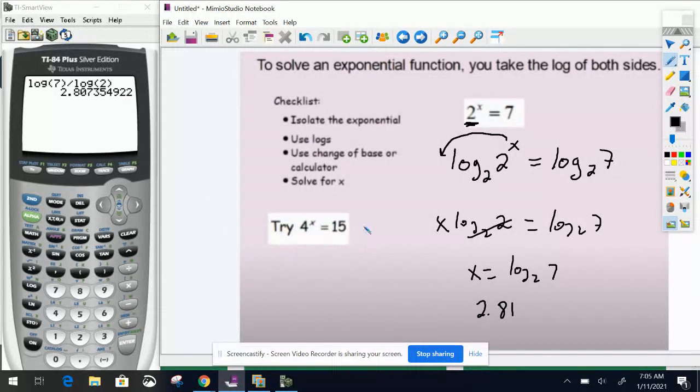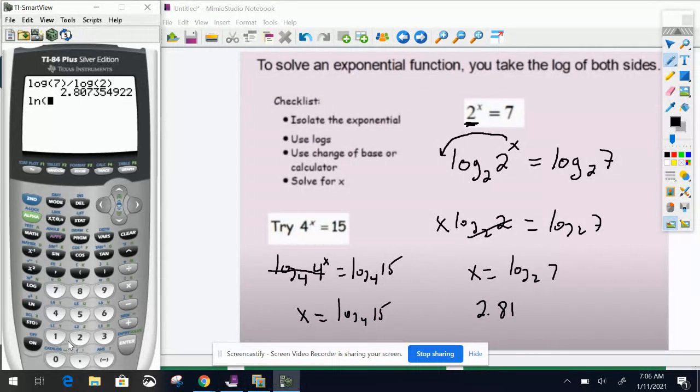So this side, we're not going to log both sides base 2. We're going to log both sides base 4. So I would go log base 4 of 4 to the x is equal to log base 4 of 15. And again, we know that this just cancels out and the x would move to the front. So I've got x is equal to log base 4 of 15. And I would go, again, you can use the natural log of 15 divided by the natural log of 4. And that's just using the change of base from last section.